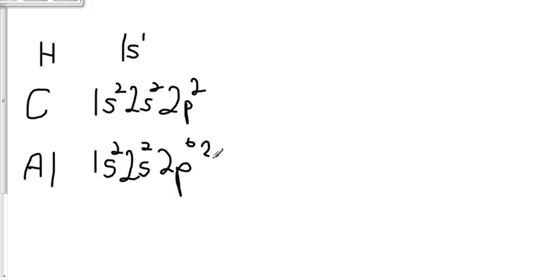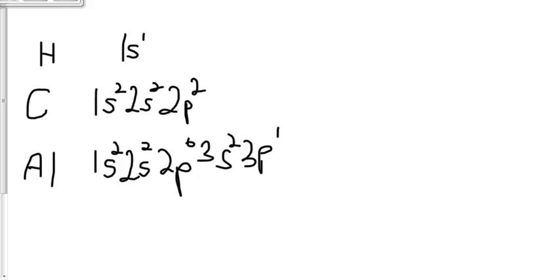Next is 3s, and 3s can hold 2. So now I'm at 12, and then 3p is next. And there's only 1 electron left, so I put a 3p1. And this is how you generally write out the long versions of the configurations. There is a shorter version, and I'm going to show you that on the next slide.